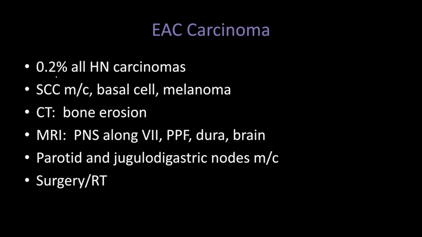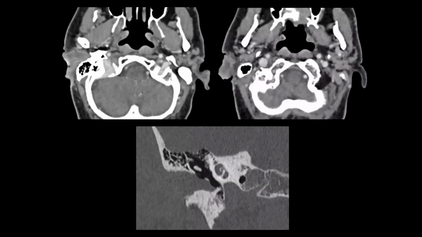EAC carcinomas account for a very small percentage of head and neck carcinomas. Most commonly squamous cell carcinoma, but you can see other skin carcinomas as well, basal cell and melanoma. On CT, we look for bone erosion. On MRI, we can look for perineural tumor spread better than the CT, and also intracranial extension. These will typically drain first to the intraparotid and periparotid nodes, so we'll look carefully at those regions, and then also followed by the jugulodigastric or the level 2 nodes. And these are typically treated with a combination of surgery and radiation.